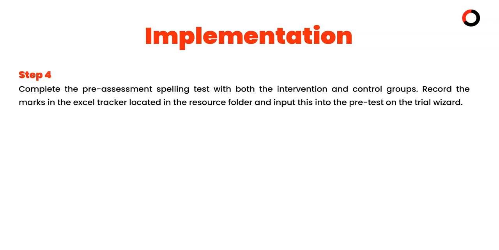So moving on to the implementation. Step 4. Complete the pre-assessment spelling test with both the intervention and control groups. Record the marks in the Excel tracker, which is located in the resource folder, and then input the scores into the pre-test on the trial wizard. As you're using class level data, we advise that a second teacher reads out the scores while you input these in. It will save time.